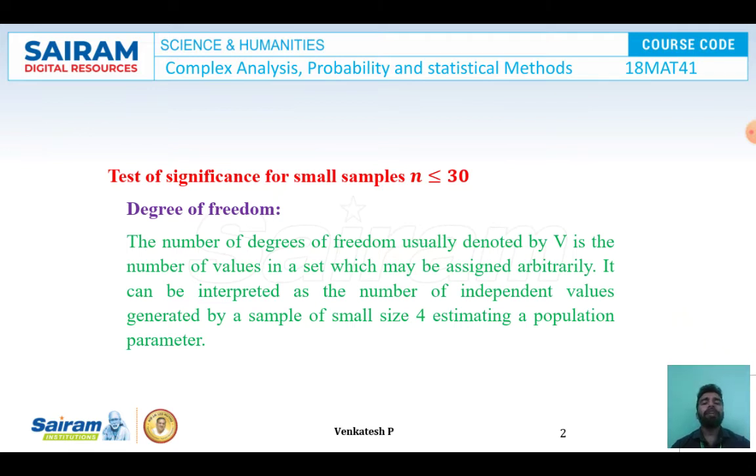Test of significance for small samples. When sample size n is less than or equal to 30, we will be applying the concept of students' t distribution. And also we have to learn the concept of degree of freedom. To calculate this degree of freedom, the formula we have is v is equal to n minus 1, where n stands for the sample size of the given population.